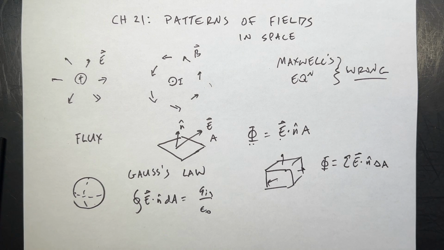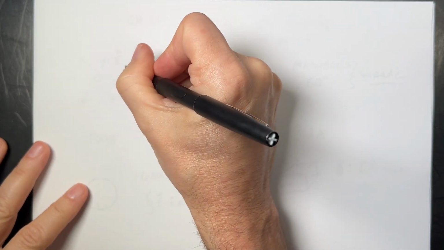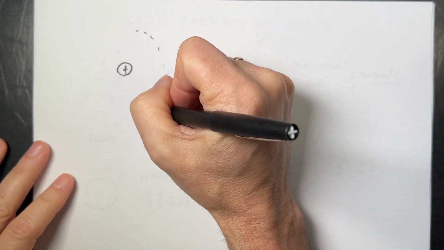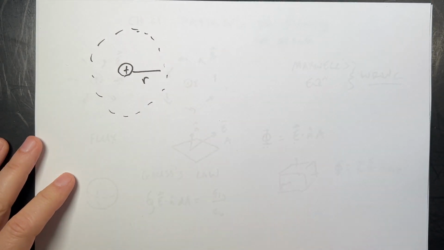So that's important. You're only going to use Gauss's law for symmetry situations. I mean, you can use it anytime. You're not going to do it for a cube, but you could use it for symmetry. So if I have a charge Q right there, and I draw a sphere around it of radius lowercase r.